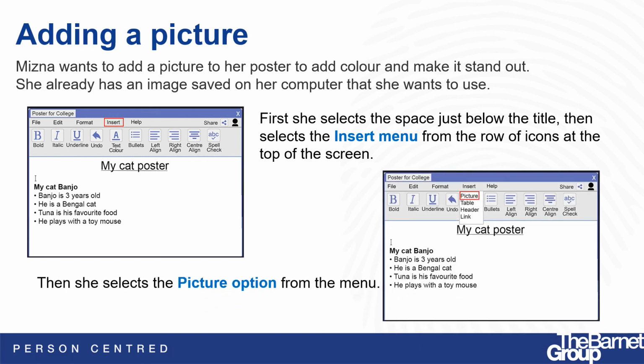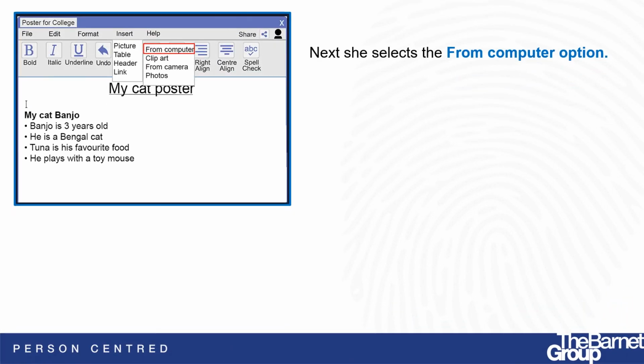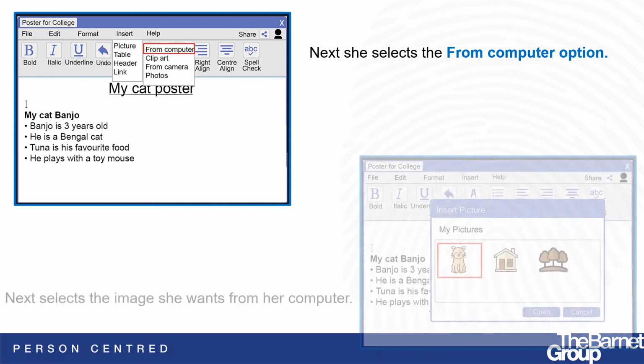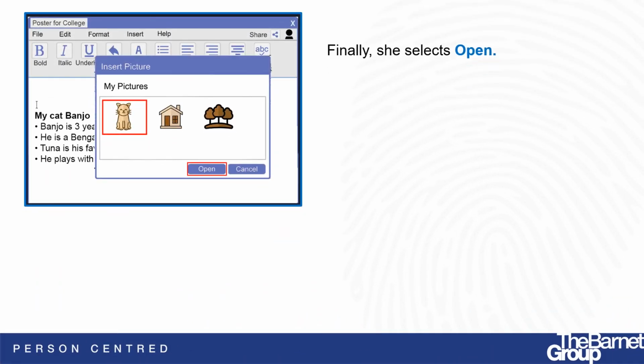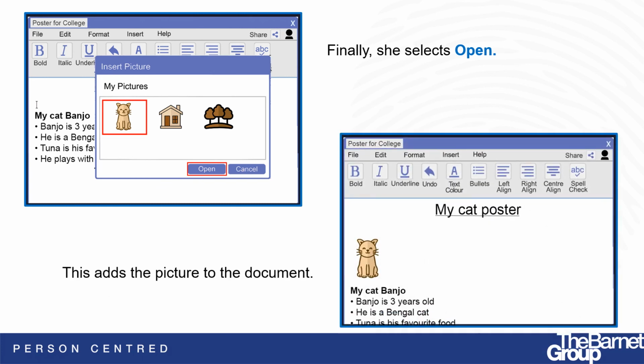Then she selects the Picture option from the menu. Next, she selects the From Computer option. Next, she selects the image she wants from her computer. Finally, she selects Open. This adds a picture to the document.